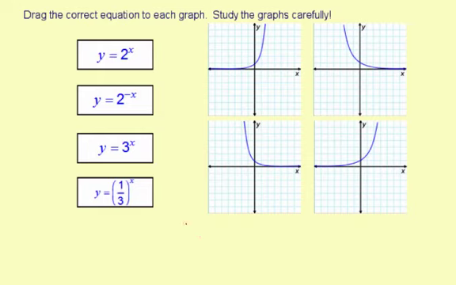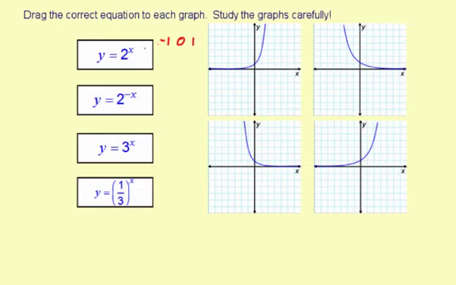Drag the correct equation to each graph. Study the graphs carefully. So to graph these, we use inputs of -1, 0, and 1. So let's determine the points that would match for each equation and then find the graph that goes along with it.